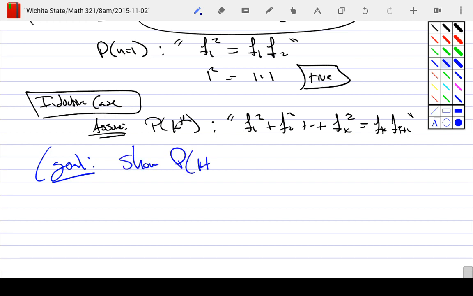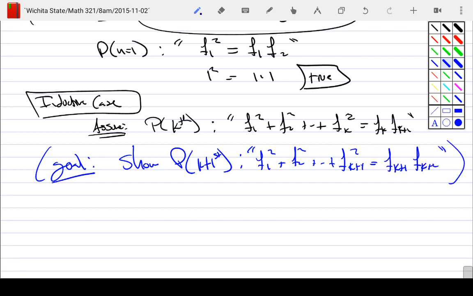Show the k plus first. But what does that denote? F1 squared plus F2 squared plus everything up to what? F k plus 1 squared needs to be equal to k plus 1 and k plus 2. That's my goal. That's what I want to show.